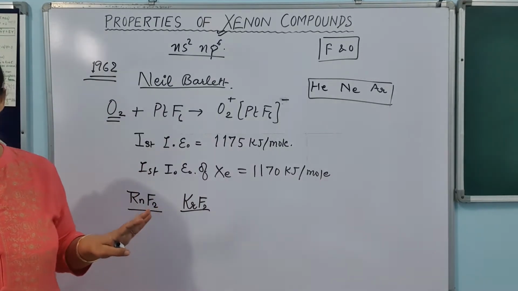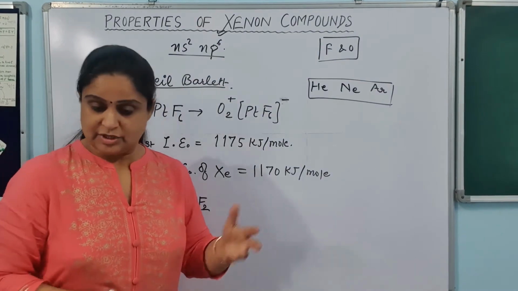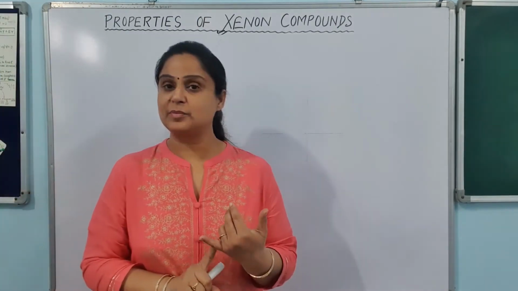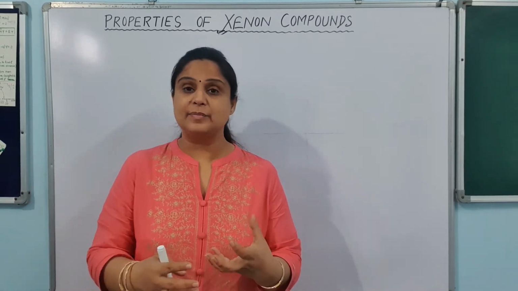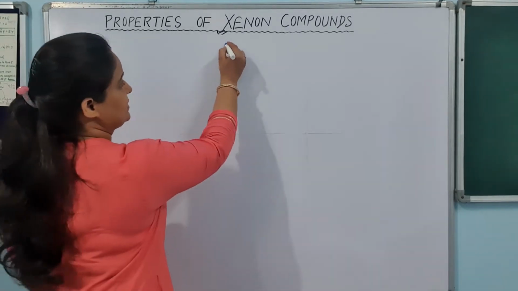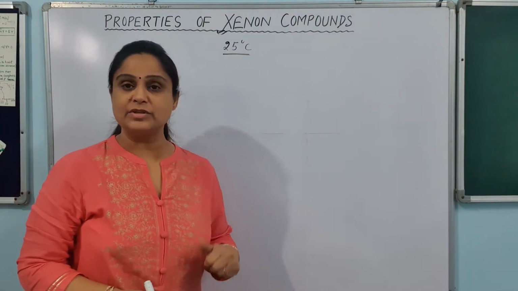I hope इतना कम समझ में आ गया. Now let's talk about the properties of these compounds. So let's start with it. These compounds are all colorless, crystalline, and they can sublime at 25 degrees Celsius. कितने टेम्परेचर पर? 25 degrees Celsius पर these compounds sublime.